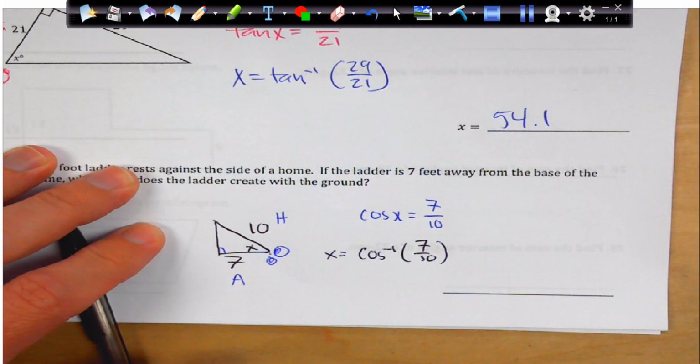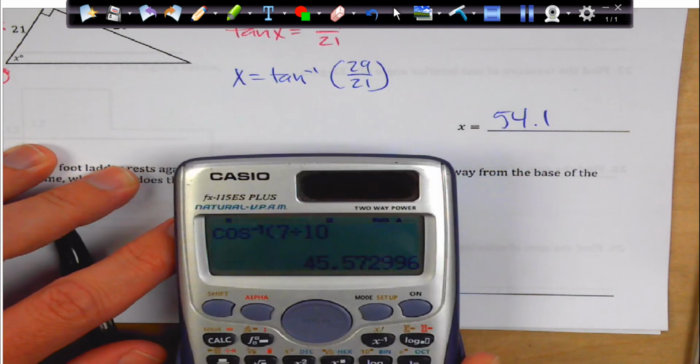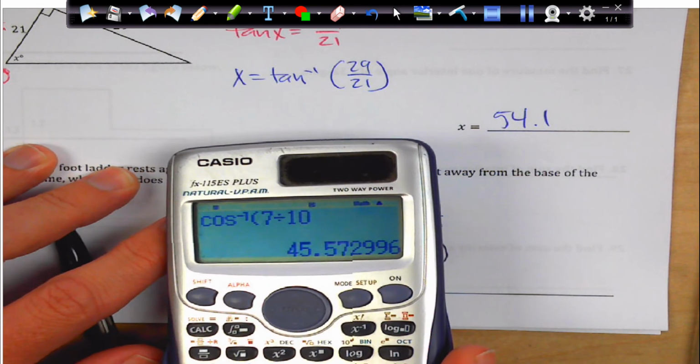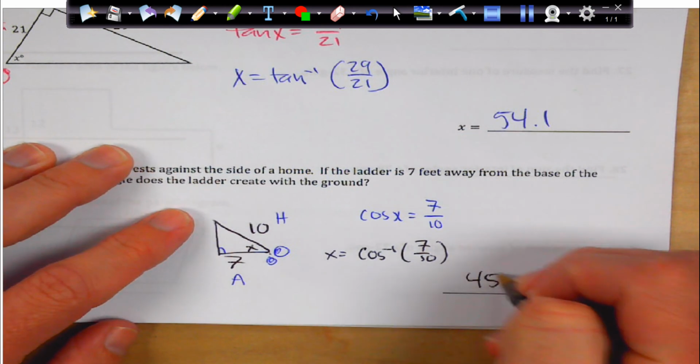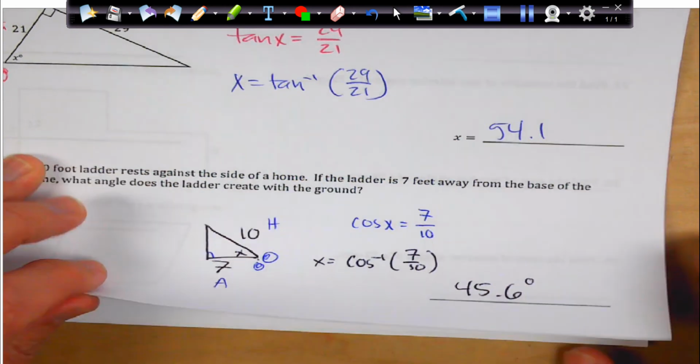So shift cosine usually on our calculator, 7 divided by 10. We get 45.52, by the way, that's what it should kind of look like in your calculator. So 45.6 degrees. All right, moving and grooving.